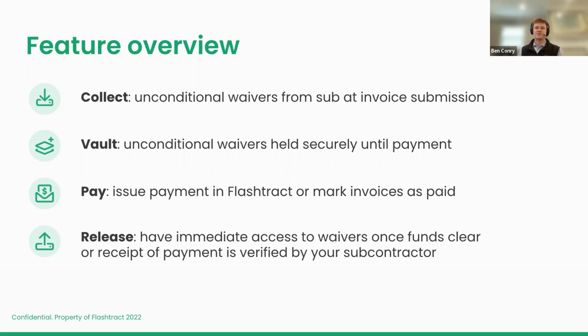After you have paid your subcontractor using payments through Flashtract, or have marked an invoice as paid in Flashtract, we will notify the subcontractor that payment's on its way. They will log into Flashtract, verify receipt of payment, and the official copy of the unconditional waiver will be made available to all parties. So this is a great feature. You'll be able to see the unofficial copy, see that it was populated correctly, but that official signed document we're going to hold securely in our vault to make sure that your subcontractors feel comfortable signing this waiver up front.